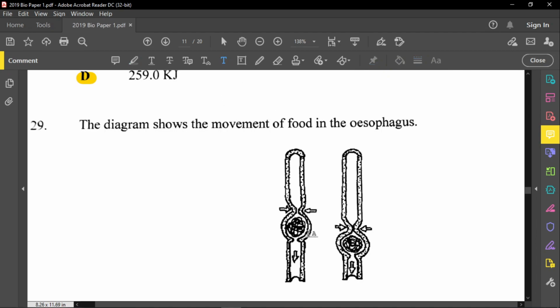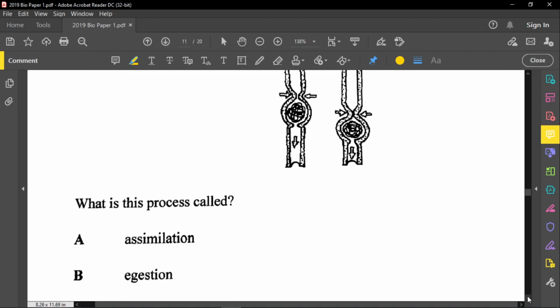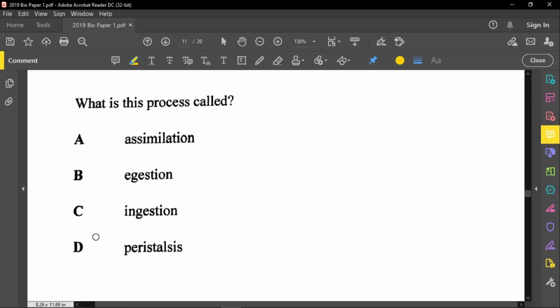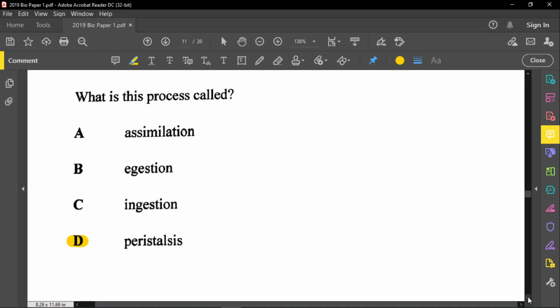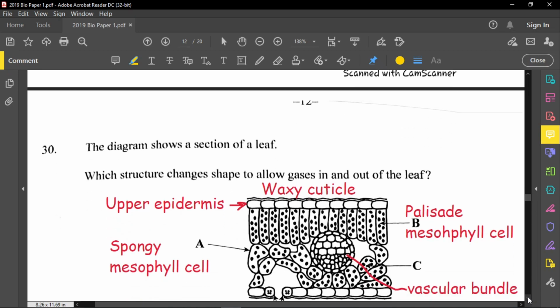So what I want to point out here is that the muscles will be contracting and relaxing and cause this wave-like movement of food along the alimentary canal. And so this part here is the esophagus. And so this process here is called peristalsis. So D will be our answer for this question. Now let's jump to the next question here, number 30.